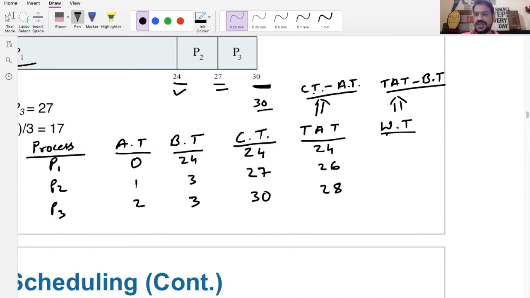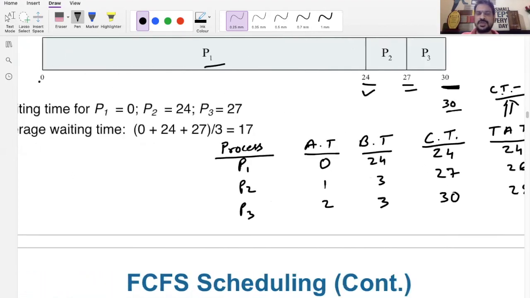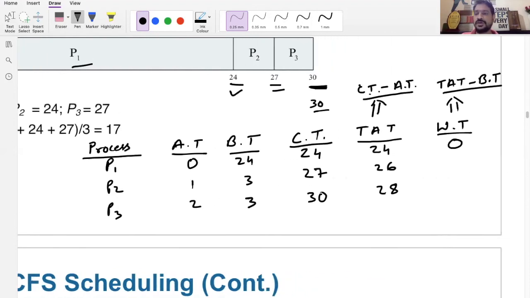So what is the waiting time? Turnaround time minus burst time. The turnaround time is 24. The burst time is 24. So what is the waiting time? 0. So 0 units of time it has spent in the ready queue. Which one? P1. Because once P1 has arrived, at that particular time it has been allocated the CPU. Getting it? That's why the CPU starts from 0 and ends at 24, because 24 is the burst time for P1.